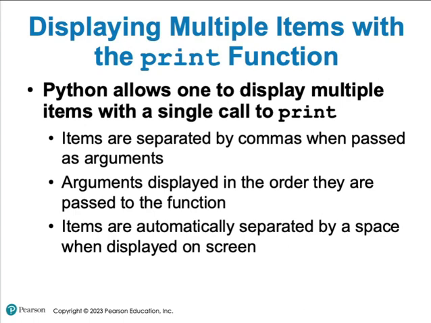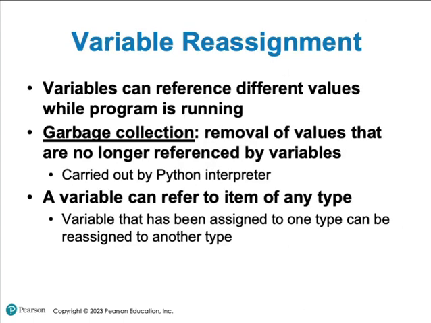You can print multiple things. I think I've already said that the argument list can have one or more arguments. So you pass those into a function, for example, print, and when you pass items into print, they will automatically be separated by a space when they're outputted to the screen. Variables can change values while they're executing.